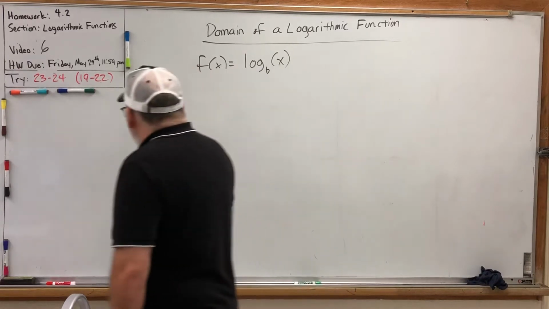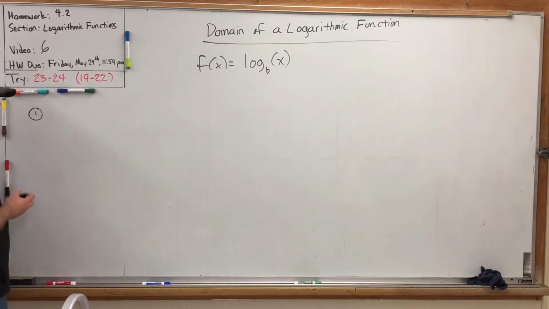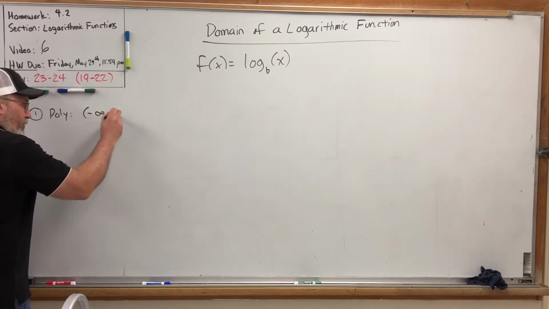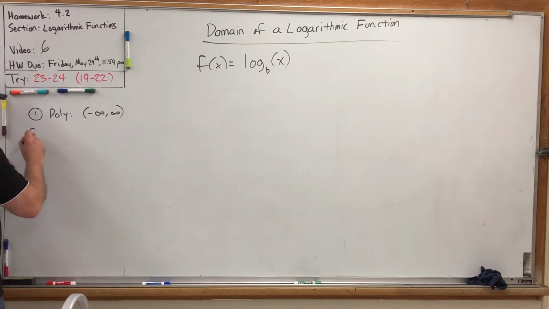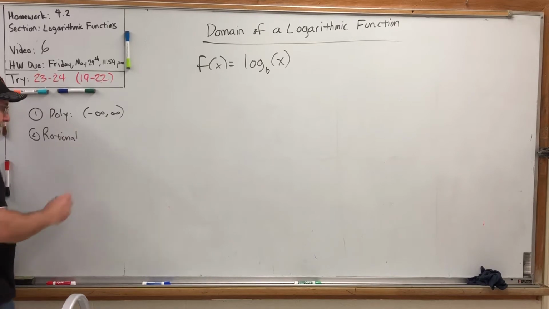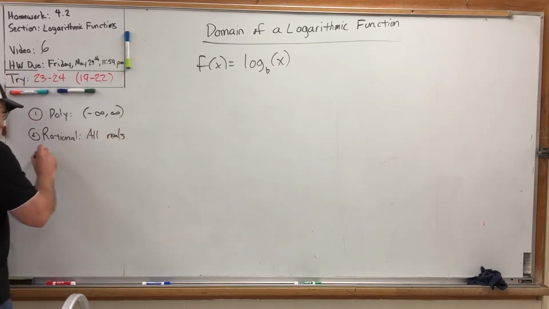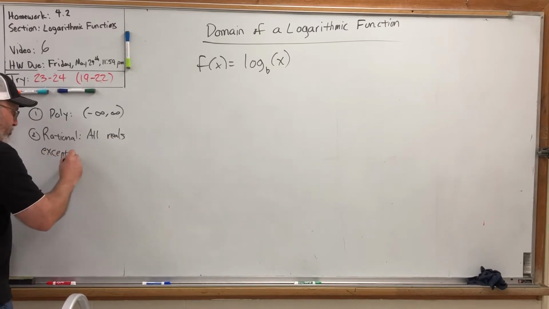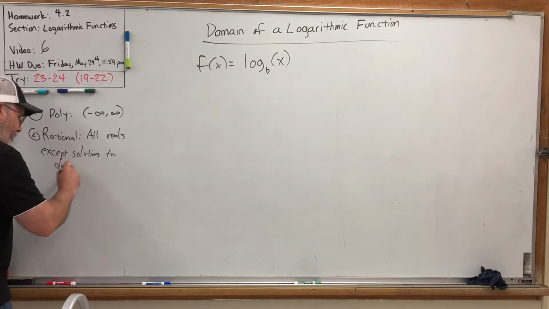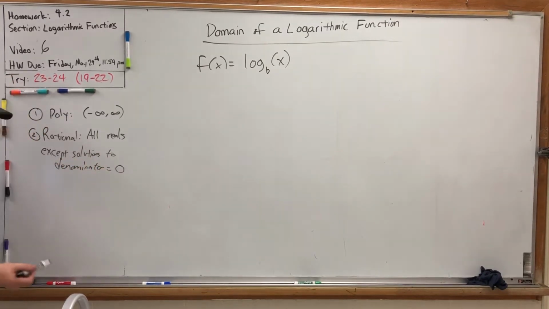When we talked about domain issues previously, we had seen three types of domain issues. For a polynomial function, the domain was all real numbers. For a rational function, a function that has a fraction and an x in a denominator, it was all real numbers except solutions to denominator equals 0, because we couldn't let the bottom of a fraction be 0.